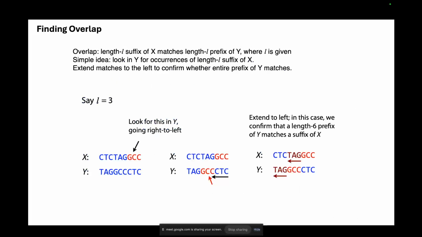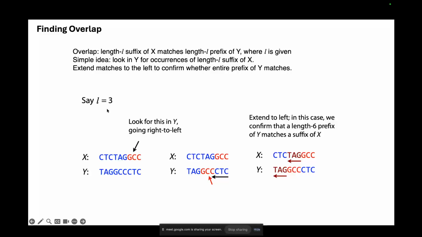Right? And so how do you find the graph, find overlaps? I'm not going to go into details, but the idea is that if you're finding an overlap of x and y, what you're trying to find is the overlap of the suffix of x with the prefix of y, right?